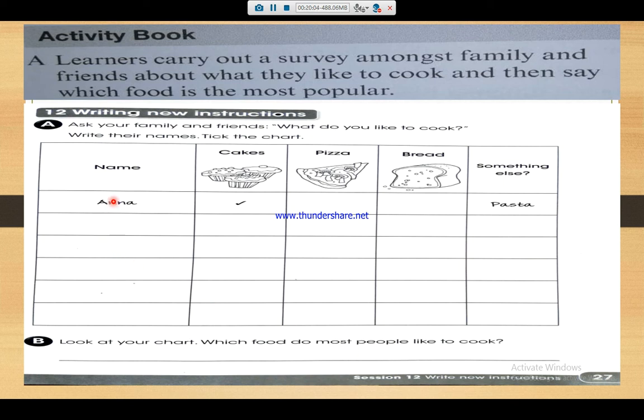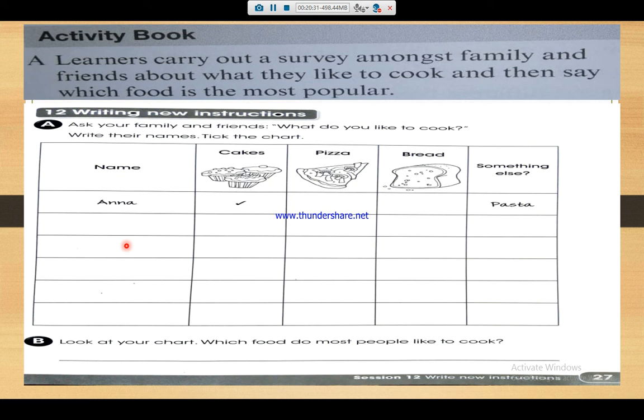For example, you are going to write my name, so you are going to write Rania here, and you are going to ask me, what do you like to cook? Do you like to cook cakes? Yes. Do you like to cook pizza? Yes. Do you like to cook bread? No. What else do you like to cook? I like to cook meat, so write meat here. And you're going to go to your brother. What is the name of your brother?